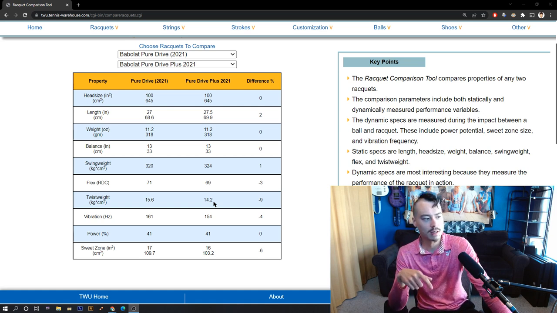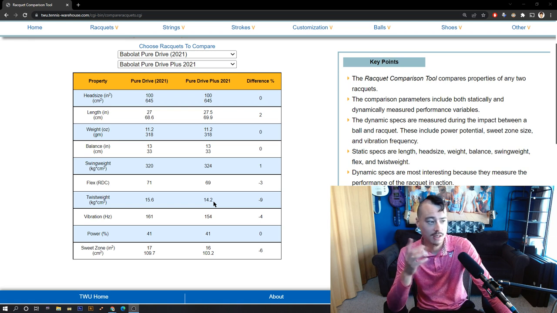But I got to say that learning this about the swing weight for the Pure Drive Plus definitely intrigues me again for the Pure Drive, just to see that the flex is a little bit lower, which is great because it's not necessarily a comfortable racket, and that the twist weight is a little bit lower. Those are two really, really important things for me.